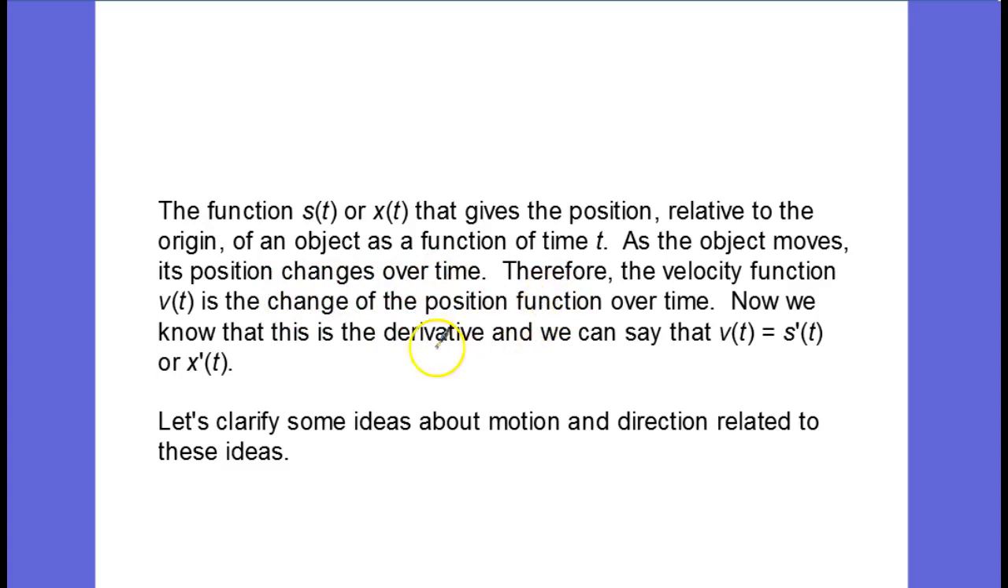Therefore, the velocity function v of t is the change in the position function over time. So, in other words, velocity is the first derivative of position. So v of t is equal to s prime of t or x prime of t, depending upon what your position function is and how it's denoted.